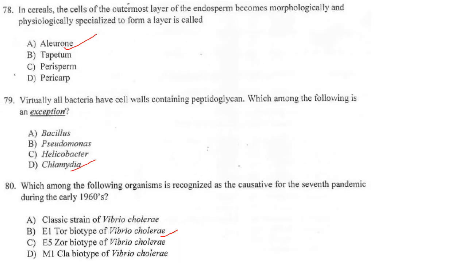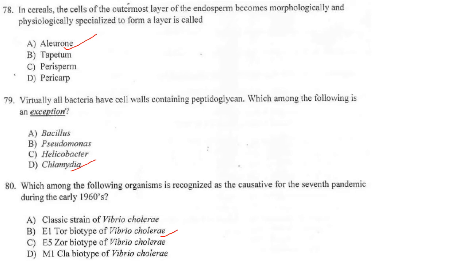Then in cereal, the cells of the outermost layer of the endosperm become morphologically and physiologically specialized to form a layer called aleurone. Answer is option A. These are all just direct questions, that's why I am not explaining much.